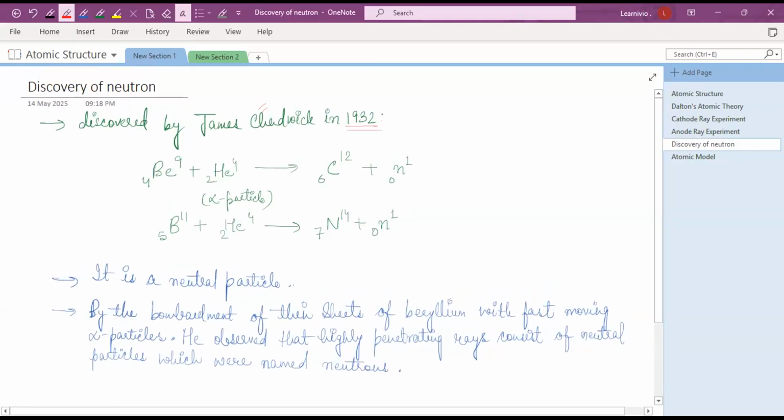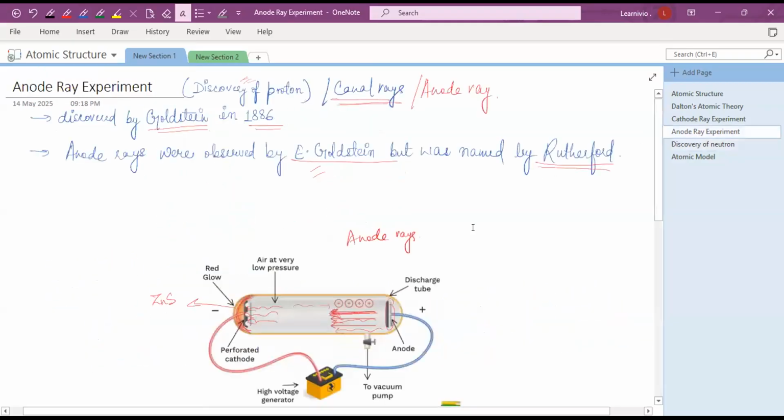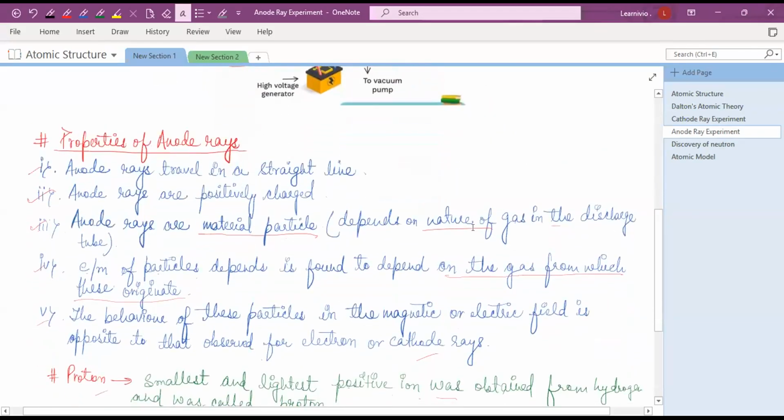See, first tell me, have you taken the screenshot of this, the anode ray experiment? Yes, ma'am. The properties of anode ray. Yes, ma'am.